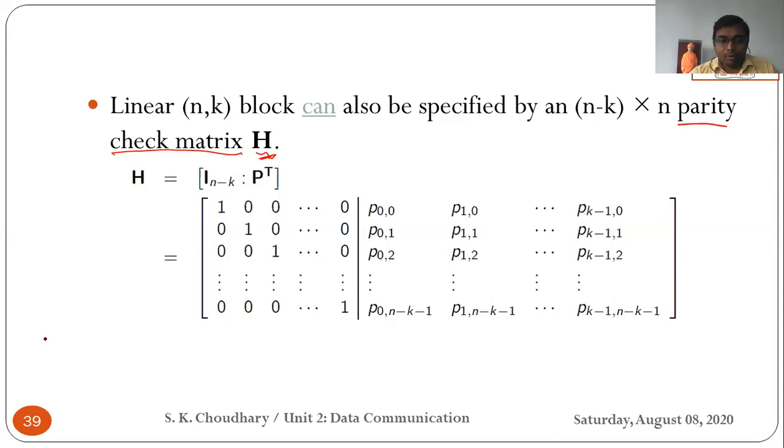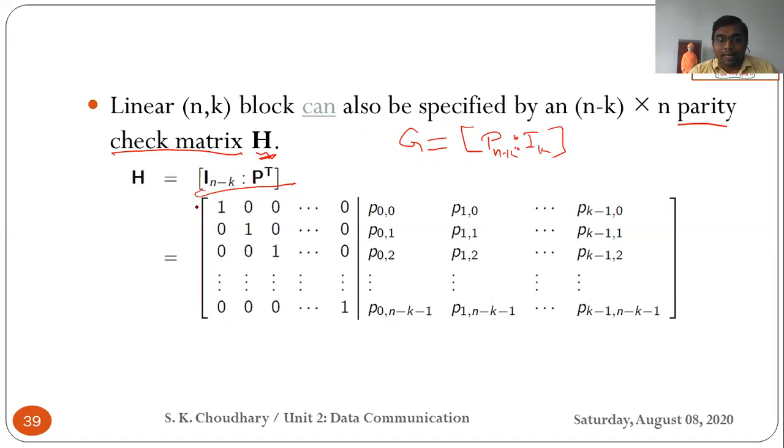Now see here what I want to say. The representation of H, the parity check matrix, is [I_{n-k} P^T]. What it means is that we have interchanged the rows and columns to represent H. Now if you remember, G is [P I_k]. This is the way we represent G.